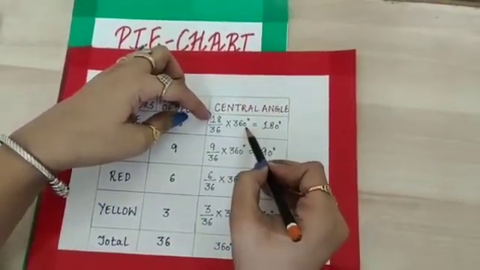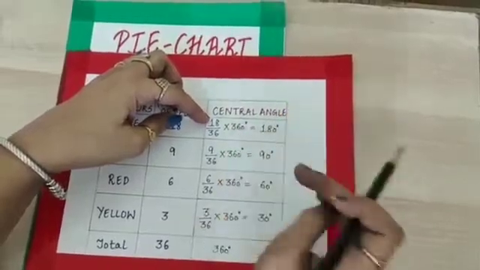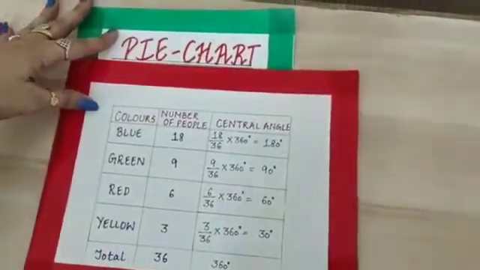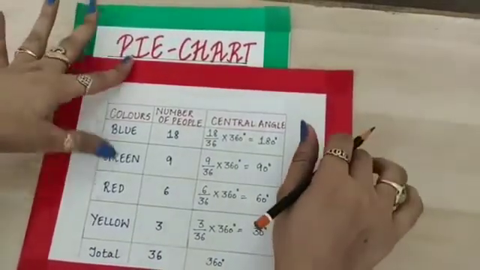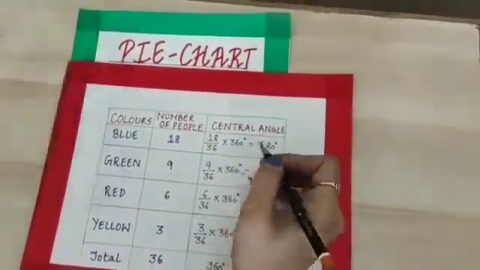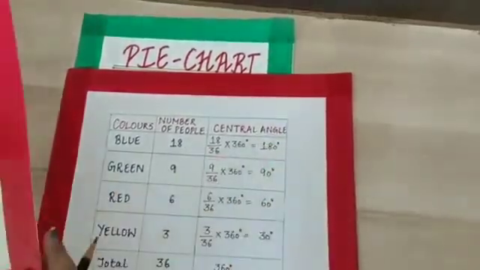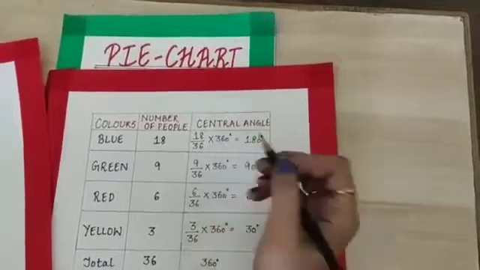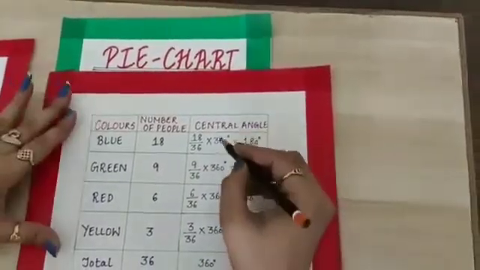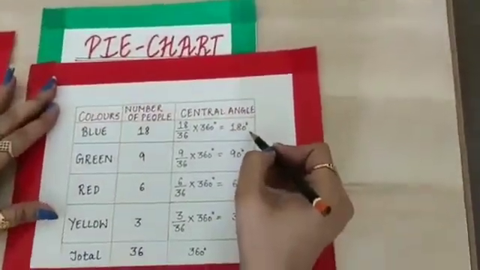Why are we multiplying here by 360? Because 360 is the total angle of a circle, the sum of all the angles. A complete circle, the complete center, is 360 degrees. That is why we are multiplying by 360. By solving this, we get the angle 180 degrees.